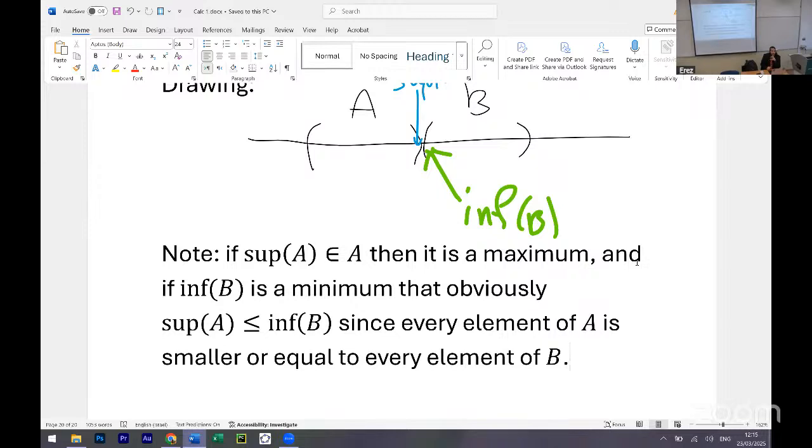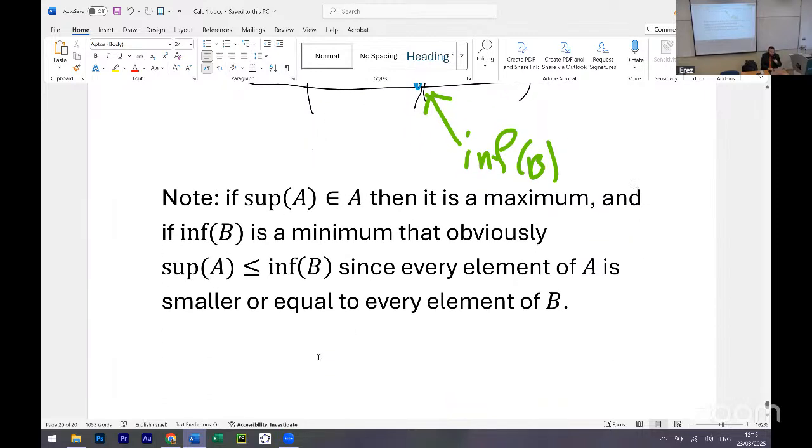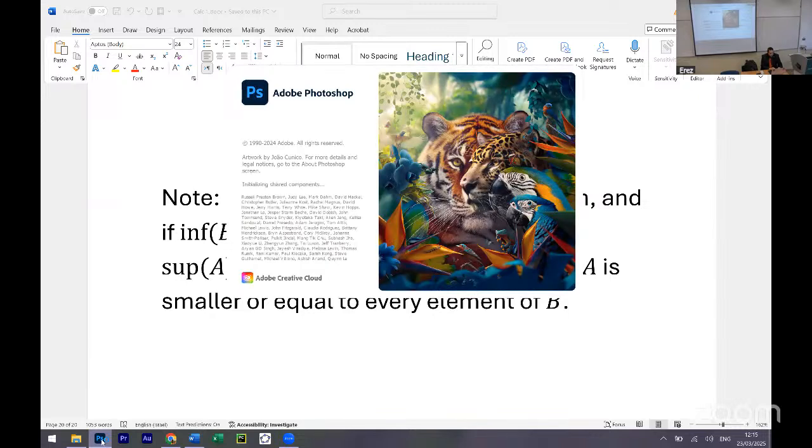However, the interesting case is when it's not within the set. It's just like at the very edge, but not within the set, right? When the edge is fuzzy. I thought about it on my way here, and let's see if I'm able to do what I thought about.